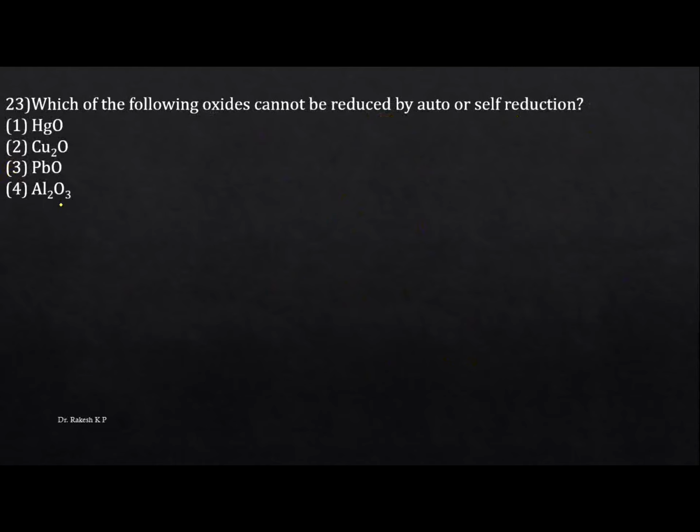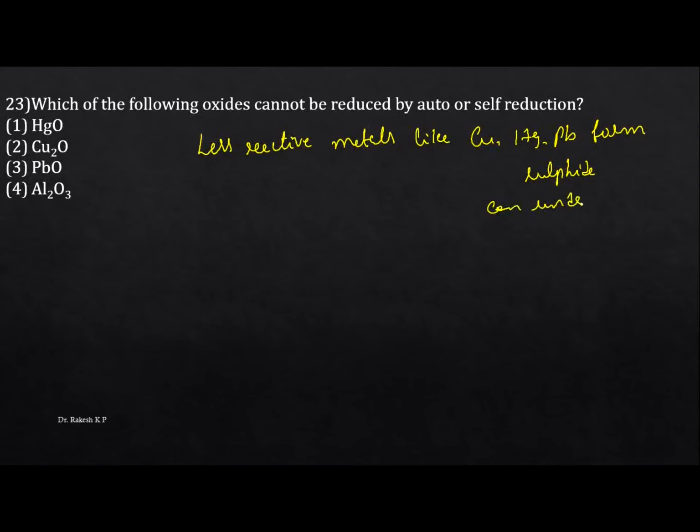Which of the following oxides cannot be reduced by auto or self reduction? Now you have to identify the particular concept. Some of the metals are less reactive. The less reactive metals, like copper, mercury, and lead, form sulfides. Particularly we are talking about sulfides, which can undergo self reduction, also called auto reduction here.